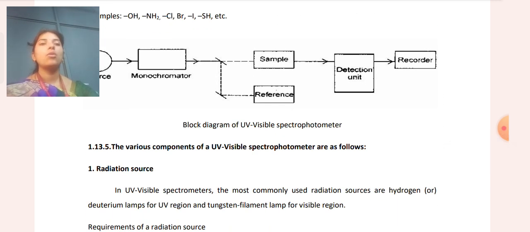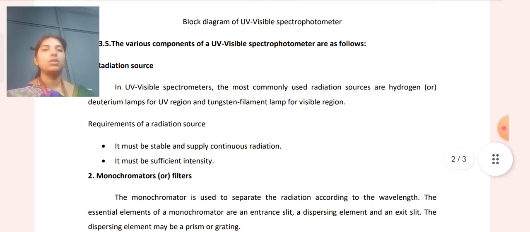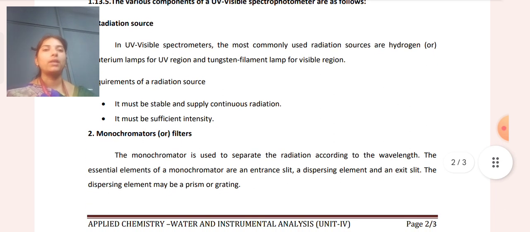The various components of the UV visible spectrometer are, first, radiation sources. In a UV visible spectrometer, the most commonly used radiation sources are hydrogen or deuterium lamps for the UV region and tungsten filament lamps for the visible region. Requirements of a radiation source: it must be stable and supply continuous radiation. It must have sufficient intensity. And two, monochromators or filters.